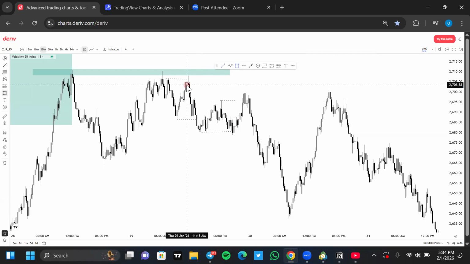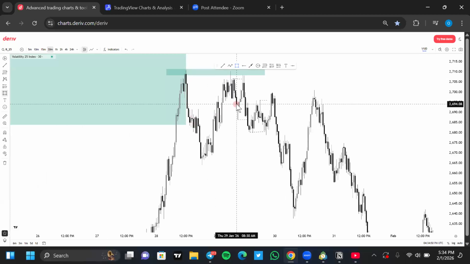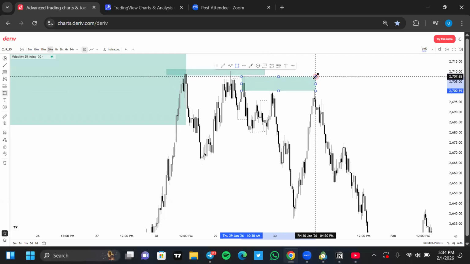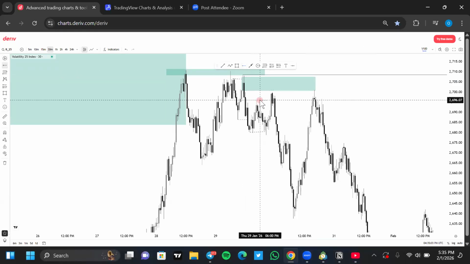I just marked out my POI. I think I marked it out on, is it 30 minutes or 1 hour? Because I marked out the order block. Yes, this is what I marked out, the order block. So here becomes my protected high, and here becomes my liquidity. Okay, I've marked that already.